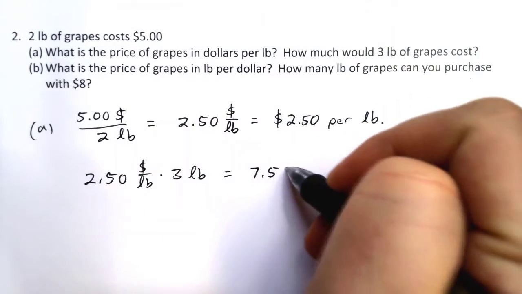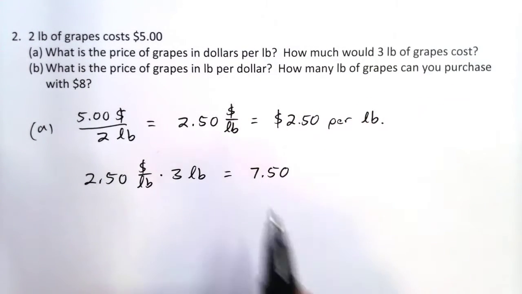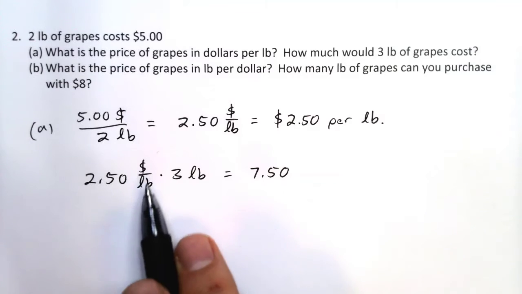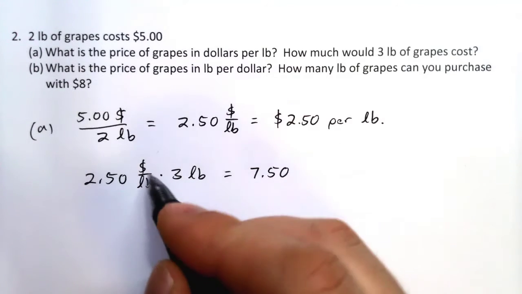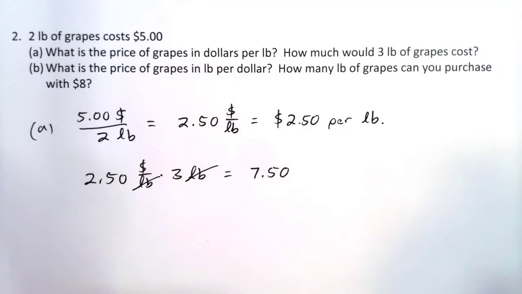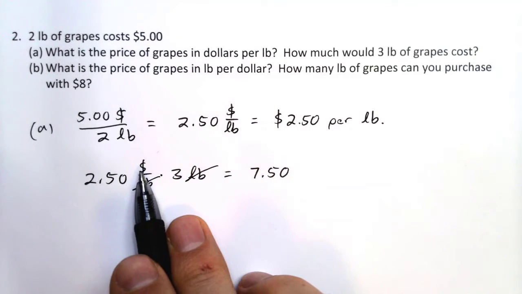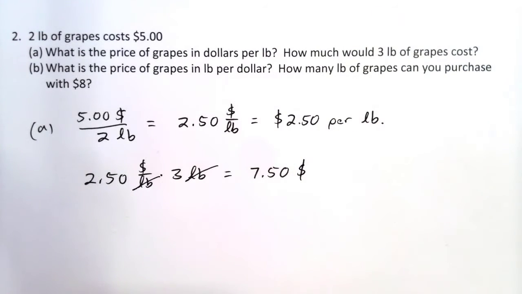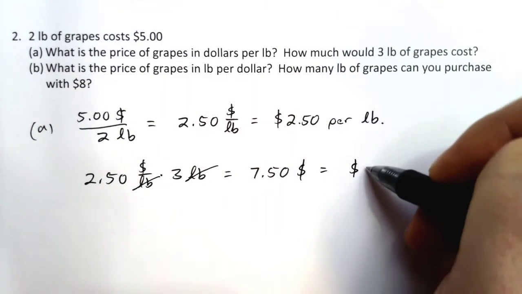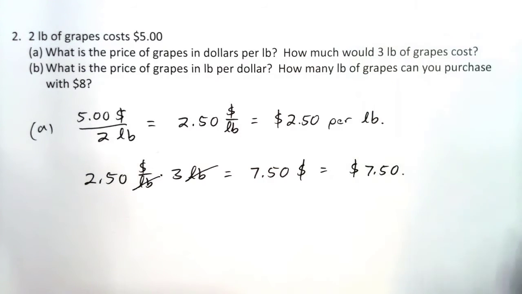Okay, well, what's 2.5 times 3? Well, it's 7.5. Now let's take a look at the units. Notice I'm dividing by pounds here, but I'm multiplying by pounds here. So they cancel. And what's left over? Dollars. So I get $7.5. Or if you want to write the dollar sign on the left, like most people do, you could write it like this. So that's how much 3 pounds of grapes will cost.